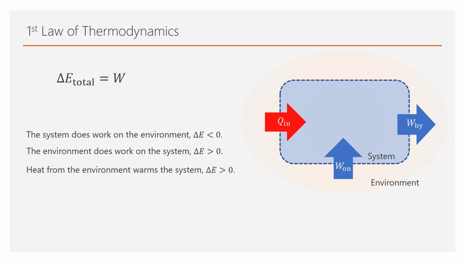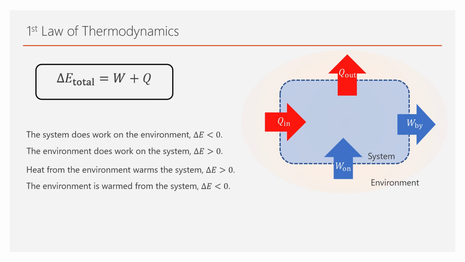We've also seen that there can be a transfer of energy through heat, and if the system is heated from the environment, then the system's energy will increase. And if the system cools by heat leaving, then the system's energy will decrease. We can add that to our energy law to come up with the first law of thermodynamics, which says that the total change in energy of a system is equal to the total work plus the total heat, where the total change in energy of a system is equal to the change in kinetic energy plus the change in potential energy plus the change in thermal energy.